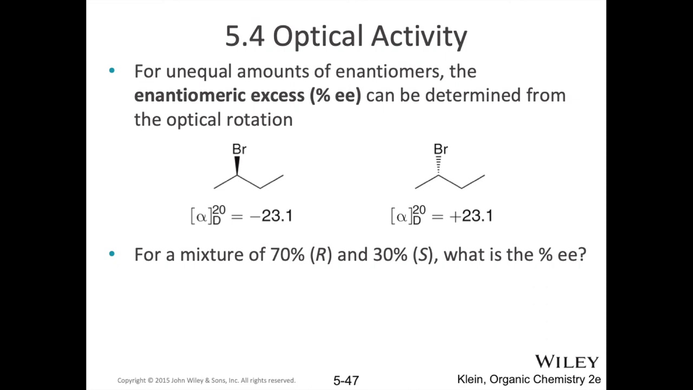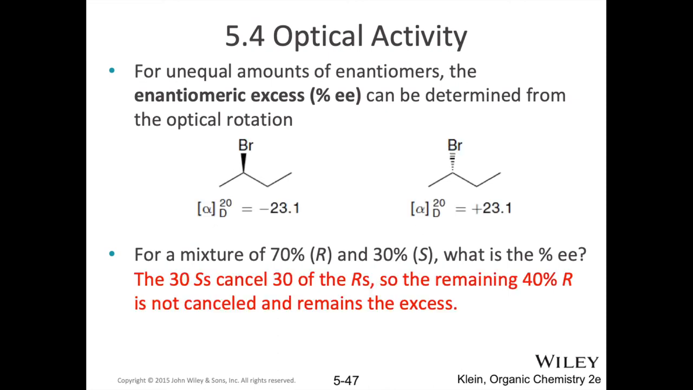As the name suggests, it's the excess of one enantiomer. So for example, if you have a 70% mixture of your R enantiomer, and the remaining 30% of your mixture is the S enantiomer, well, the enantiomeric excess is 40% of the R enantiomer. Right? So 70 minus 30 is 40%. That means you have 40% more of your R enantiomer.